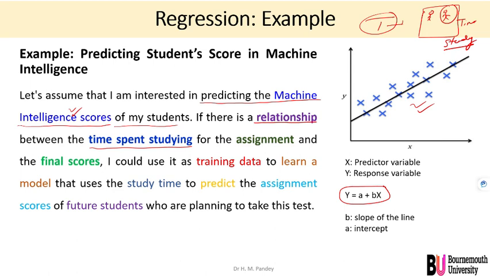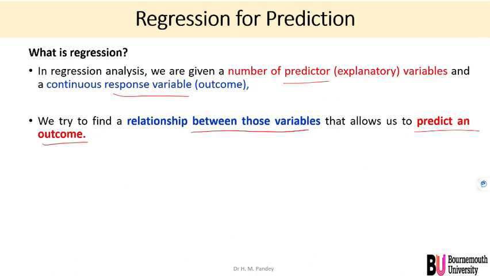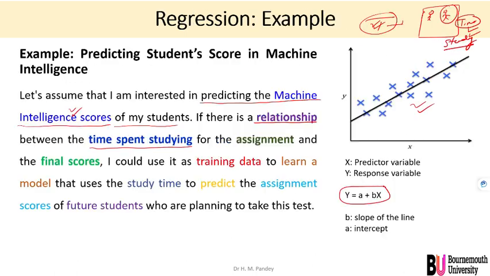How does this teacher want to predict this result? Based on the time spent in the study. Going back, this is the number of predictor variables. The predictor variable is time spent in the study, and the outcome will be that the student has passed or failed, that is the final score in the assignment. This is the problem. So the teacher will apply some machine learning technique. Since the problem is a prediction problem, a regression technique will be applied in this case.